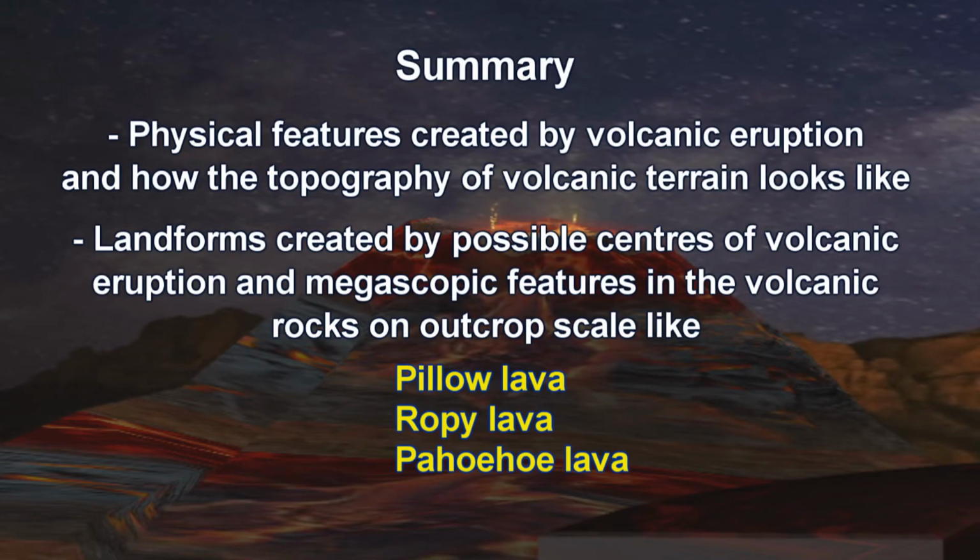So I have covered two major important things. One is the introduction and origin of the Deccan volcanism in India. The second one is the physical features commonly associated with the basaltic rocks or the Deccan lavas. Now let us summarize what we have learnt. We briefly learnt about physical features created by volcanic eruption and how the topography of volcanic terrain looks. Landforms created by possible centers of volcanic eruption and megascopic features in the volcanic rocks on outcrop scale like pillow lava, ropey lava and pahoehoe. Thank you very much.